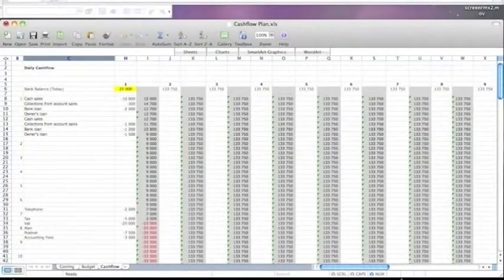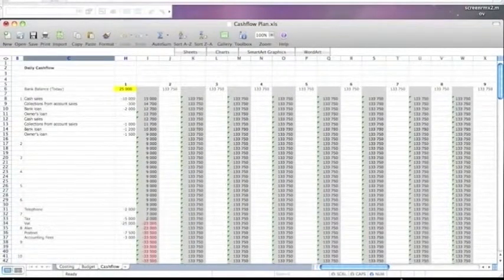So what I'm about to do is take you through the cash flow spreadsheet. This is a really basic 12-month cash flow forecast, but it's the forecast I use for my business, and I find it really works for me because at a glance I can scroll across and have a look at exactly what's happening with my bank balance for the entire year.